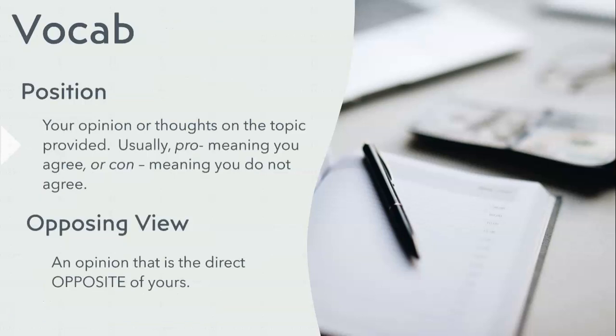Let's move on to some important vocabulary. The most important vocabulary today is going to be the word position. Your opinion or thoughts on the topic provided is your position. Usually you are pro, which means that you agree with the statement, or con, meaning that you do not agree. Along with that, we have the expression opposing view, which is an opinion that is the direct opposite of yours. Once we can really grab a hold of these 2 vocabulary words, we'll have a greater understanding of what this step in the writing process entails.